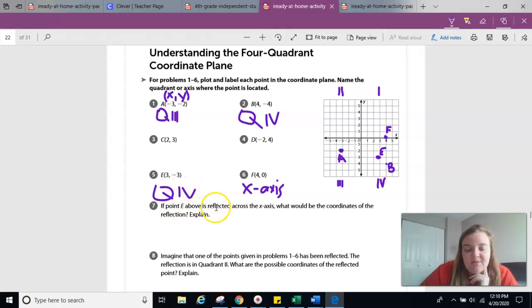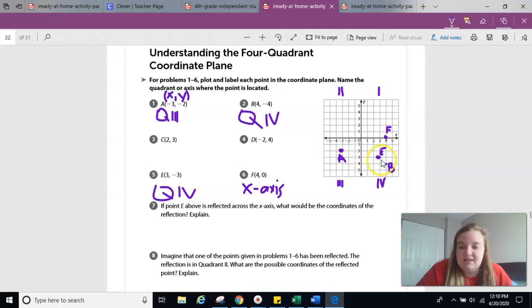If point E above is reflected across the x-axis, when we think of a reflection, think of looking in the mirror, like what I'm doing right now, I can see myself in the camera. It's reflecting my face. So this x-axis is going to act like a mirror, and we're going to reflect off of it to figure out what the coordinates would be.